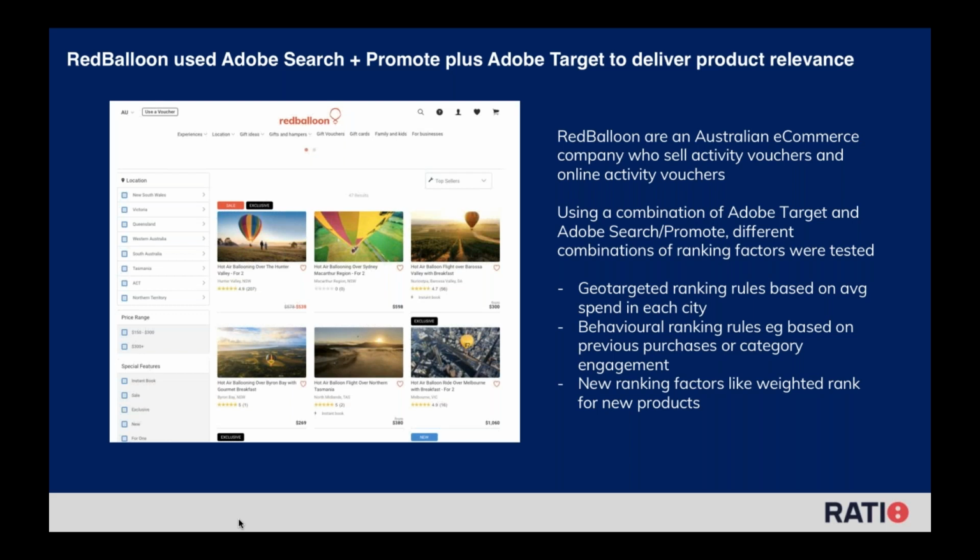So, for example, we found that geo-targeted ranking rules were effective because when we conducted analysis within Analytics, we found that the average spend in each city was different, as were the types of products that were being looked at. And so based on geography, we could infer that it would be more or less effective to put a different set of products at the top.